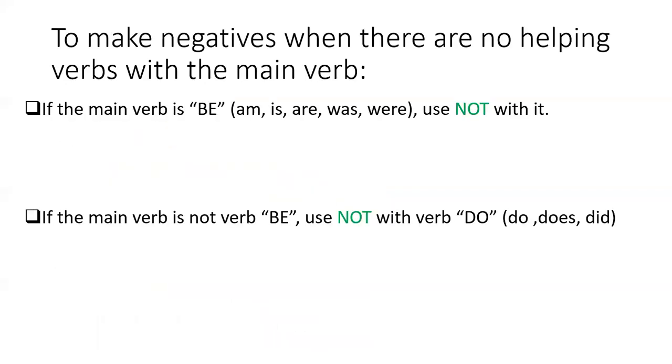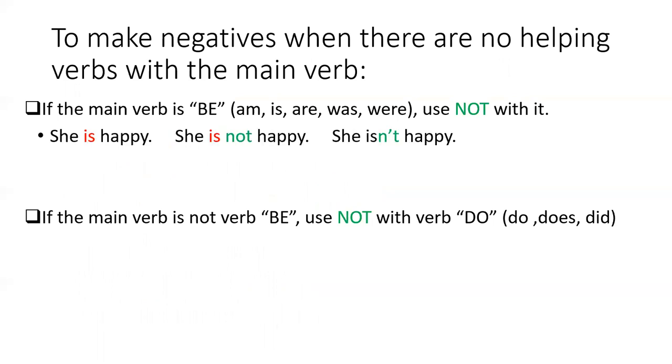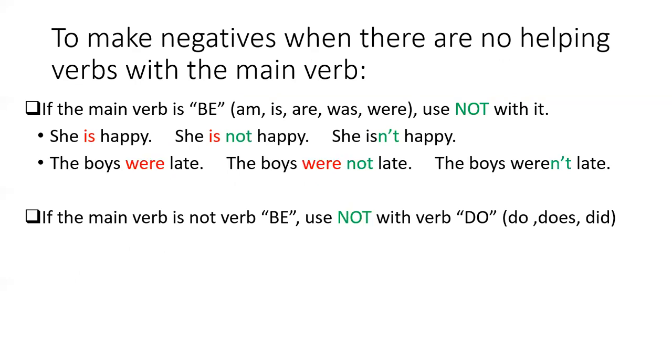But how do we make negatives when there are no helping verbs to put the word not after them? Again, it's exactly the same way we did questions. If the main verb is verb to be, am, is, are, was, were, we use not with that verb to be. Look at the examples. She is happy. She is not happy. Or she isn't happy. The boys were late. Notice the verb were. The boys were not late, and the boys weren't late.